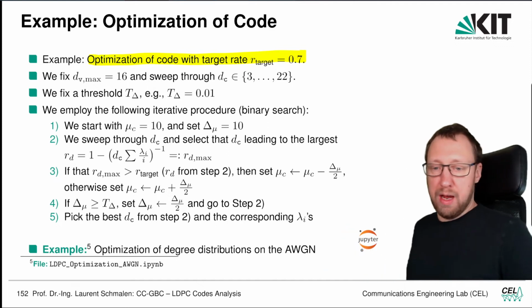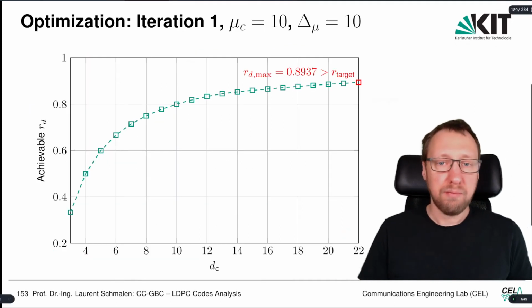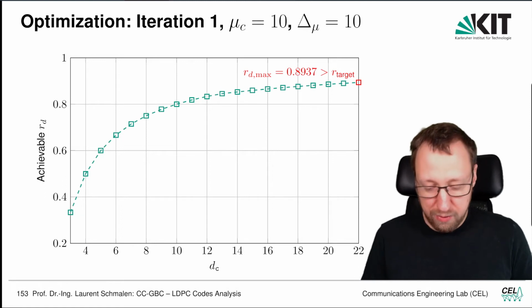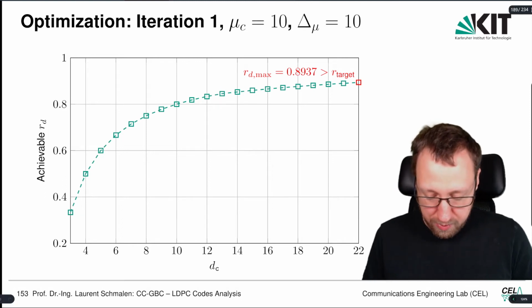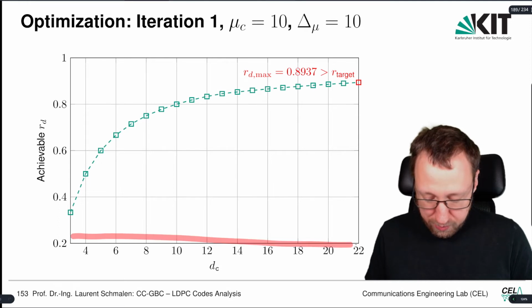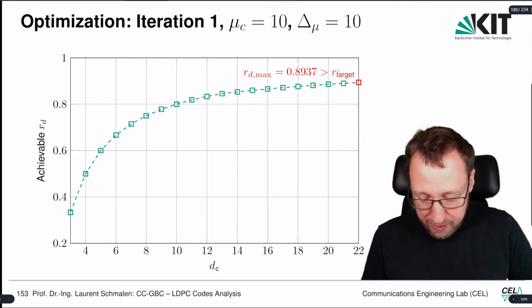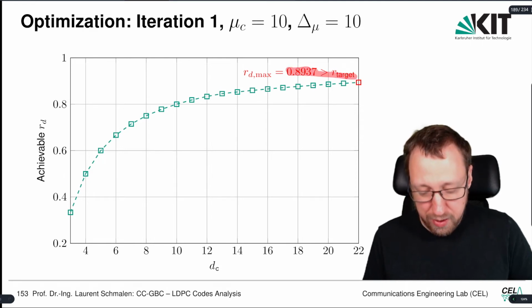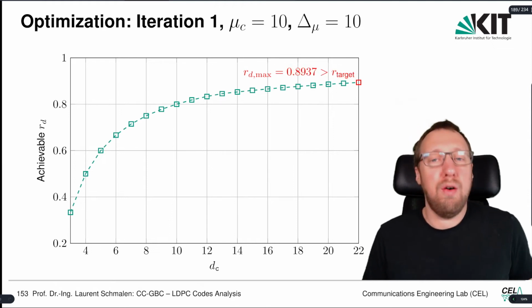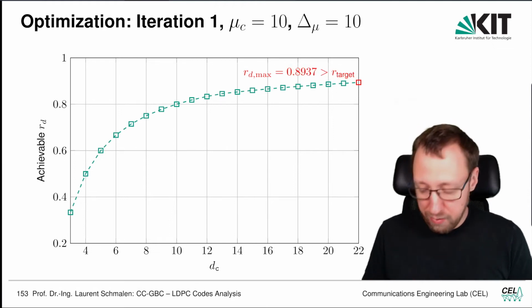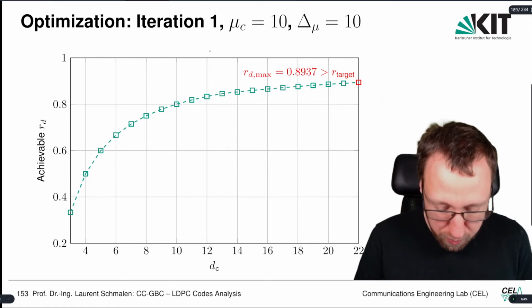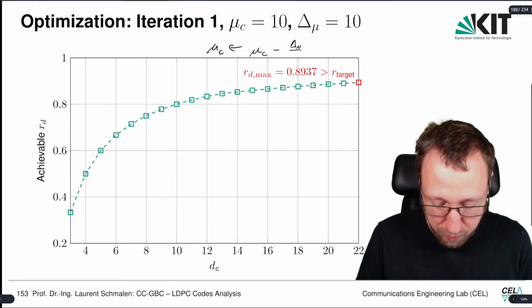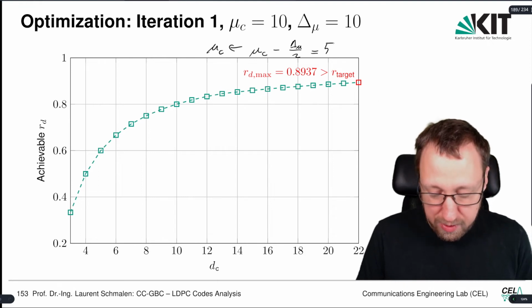So again, we can take a look at an example. Here's an example. We start with mu-c equals 10. We sweep DC between 0 and 22. So we have a target rate that is significantly larger than the target rate is our RD max. So our channel is too good. We need to worsen our channel. So our new mu-c becomes mu-c minus delta mu divided by 2, which is in this case 5.